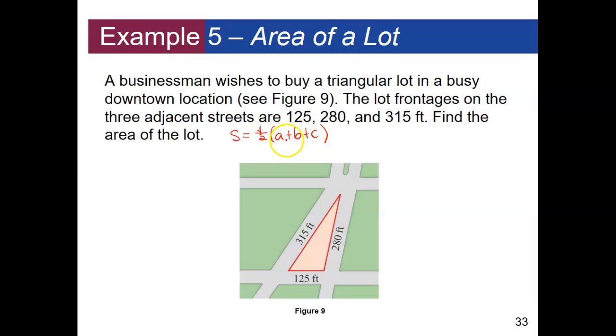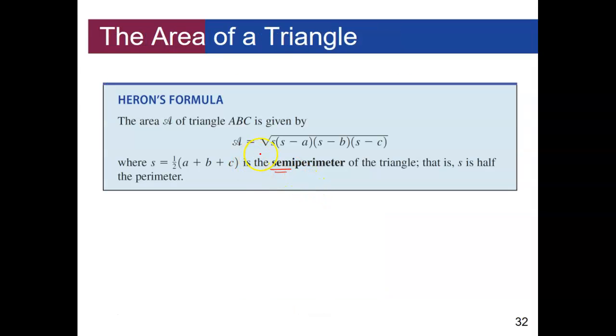So if we add our sides up here, for the semi-perimeter, we're going to have 1/2 and then 125 plus 280 plus 315 is going to give me 360 for the S. So going back to Heron's formula and plugging in here, we know that our area is going to be the square root of the S we just calculated was 360.